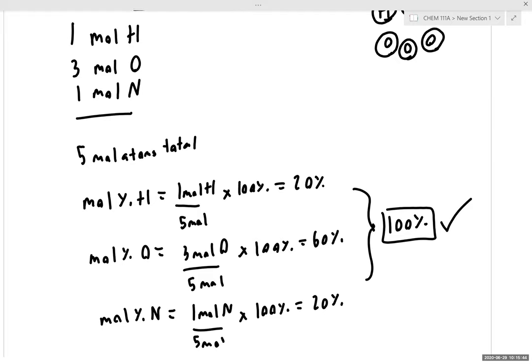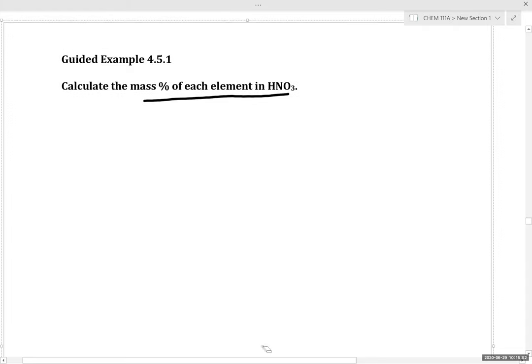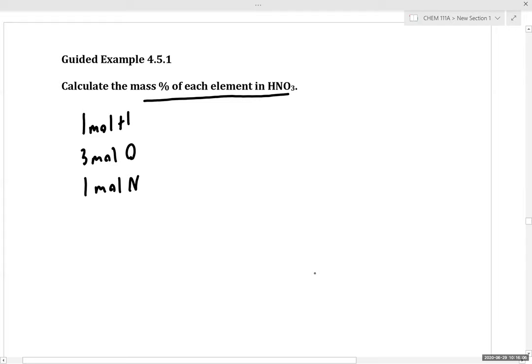Okay, so let's take this one step further and calculate the mass percentage of each element in nitric acid. This is another guided example just to show a full circle of how you'd complete these kinds of problems. We've already done some work here in that we know we have 1 mole of hydrogen, 3 moles of oxygen, and 1 mole of nitrogen.